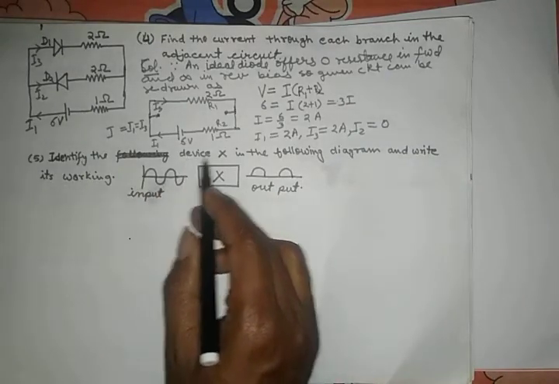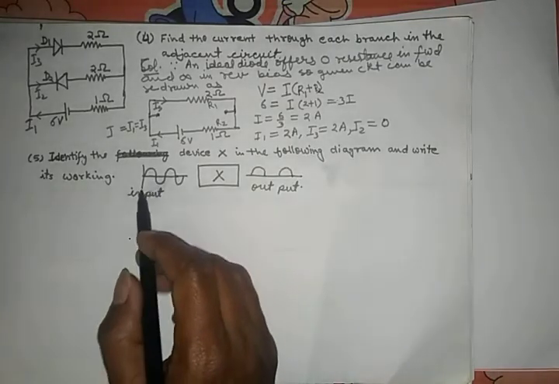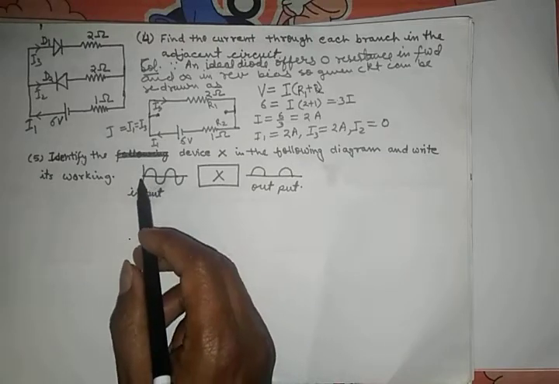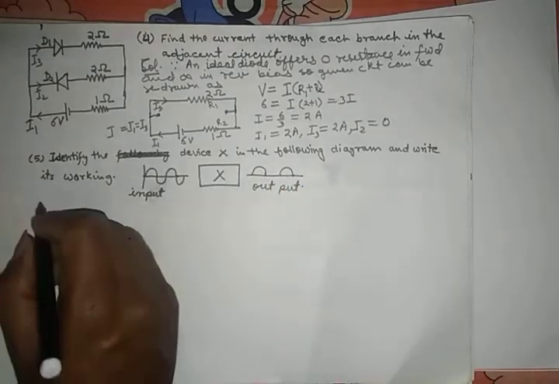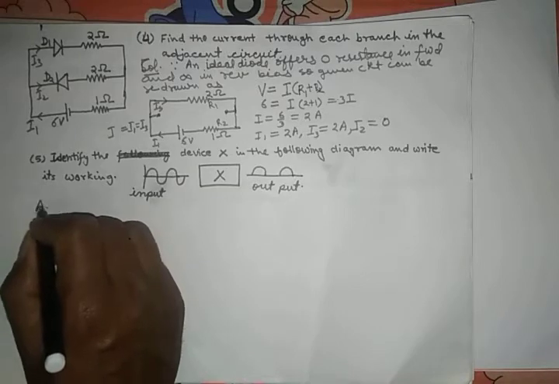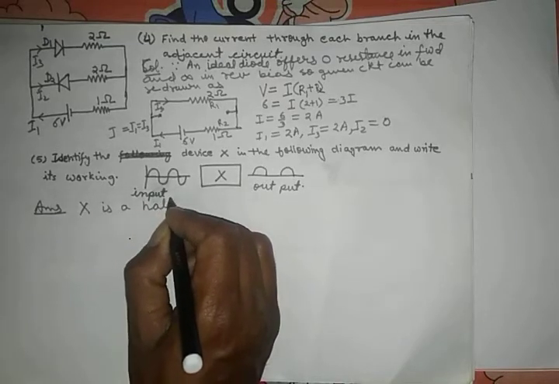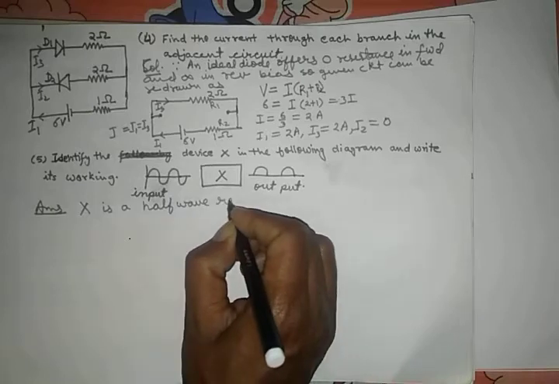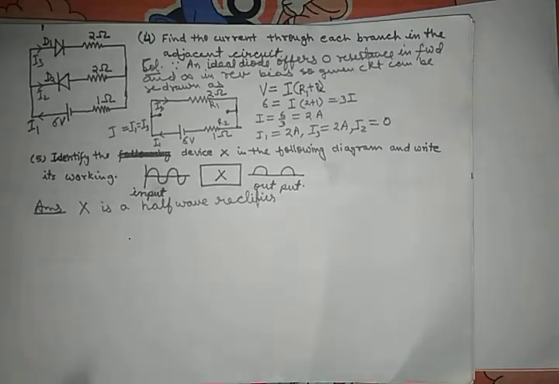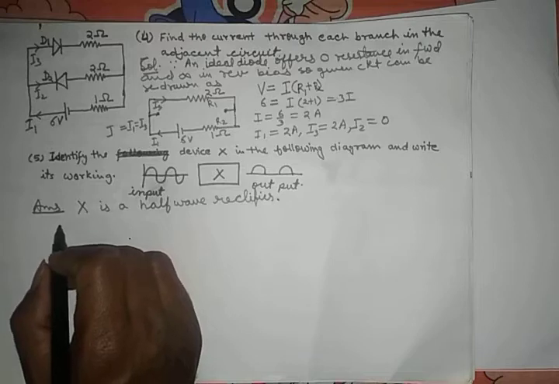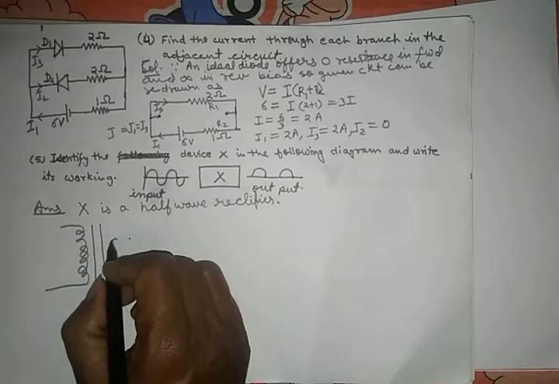Identify device X in the following diagram and write its working. So you can see actually in entire physics we have seen such kind of diagram as a half wave rectifier. So the answer is X is a half wave rectifier. And now we have to write its working. So in the notes I have covered this thing up, so I'm just briefly telling you.